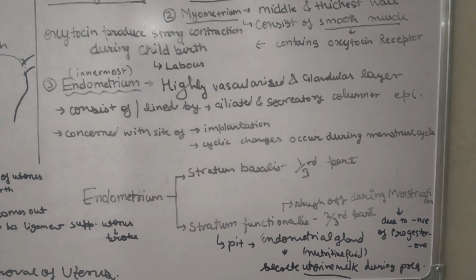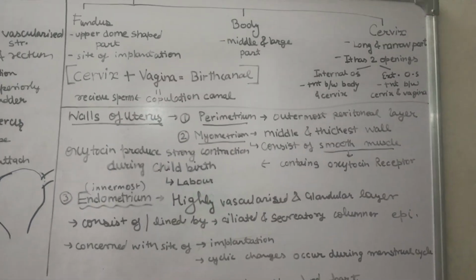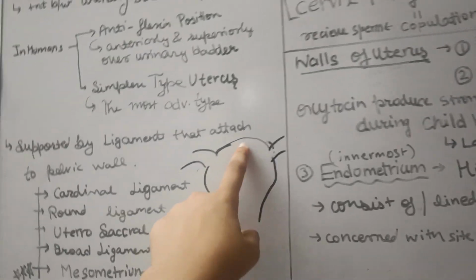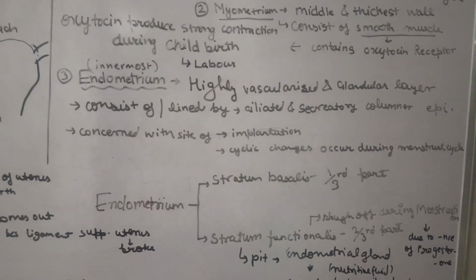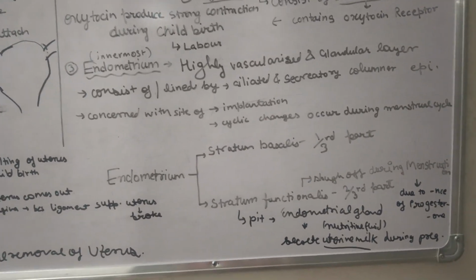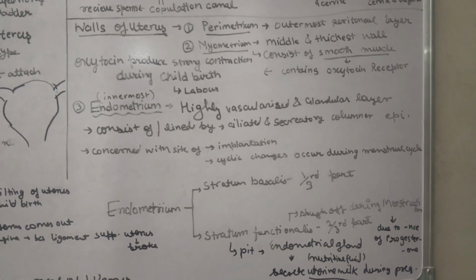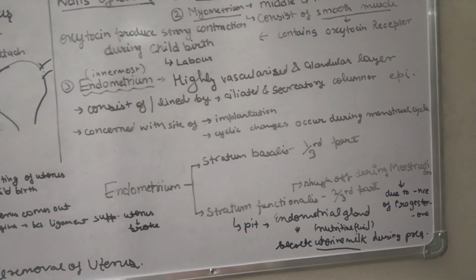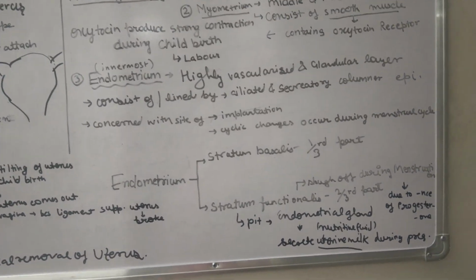Endometrium is concerned with the site of implantation. No doubt, which part of the uterus was it where implantation was happening? It was the fundus. But the fundus is a part of the uterus which is also lined by endometrium. So endometrium is the place concerned with the site of implantation. Also, the cyclic changes that occur during the menstrual cycle take place only in the endometrium, as it is the only layer which sloughs off, that is, is removed.